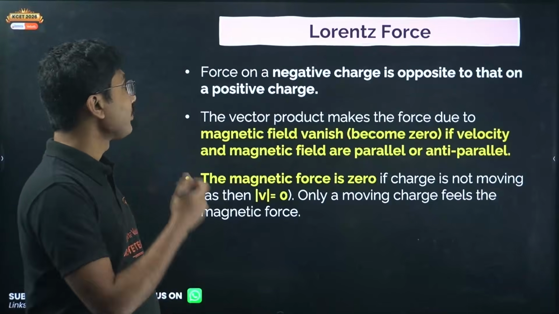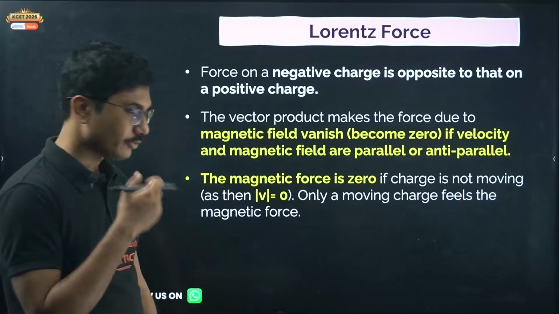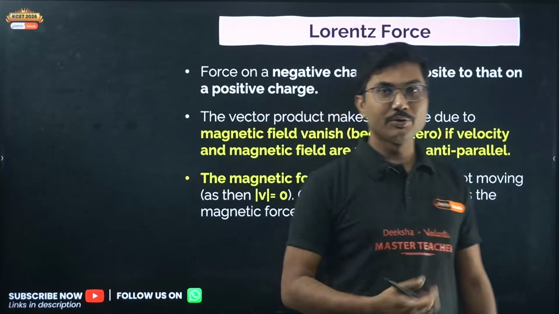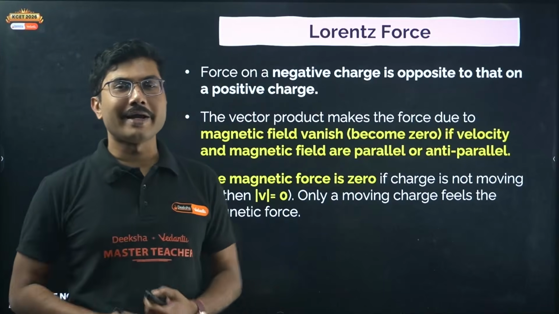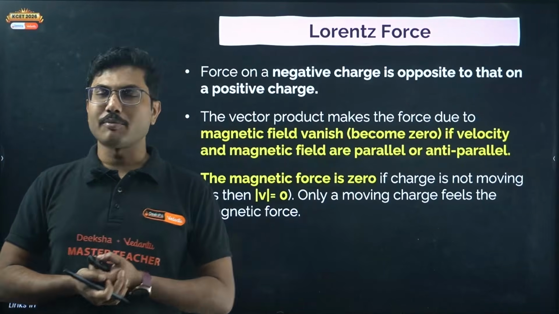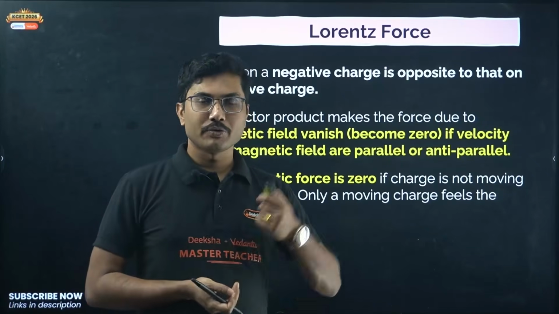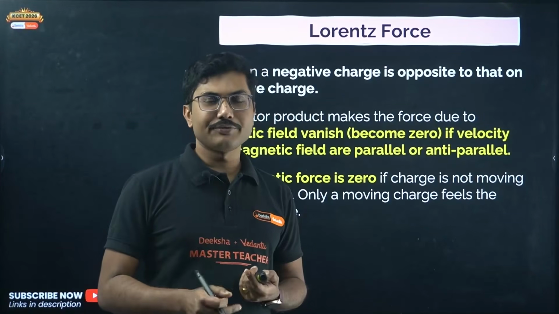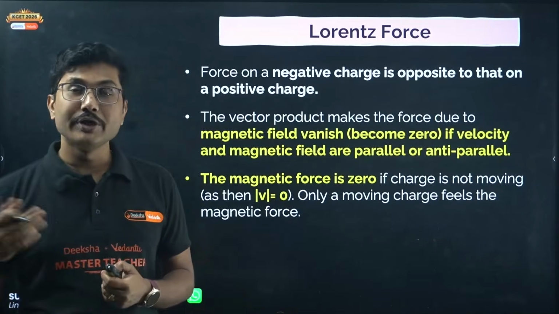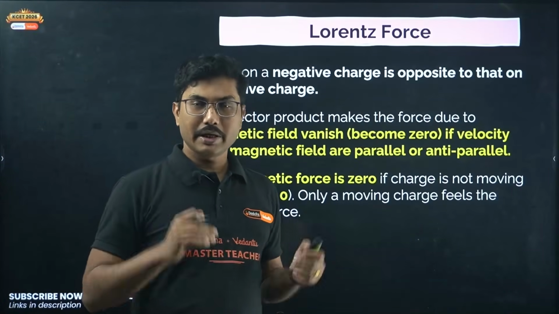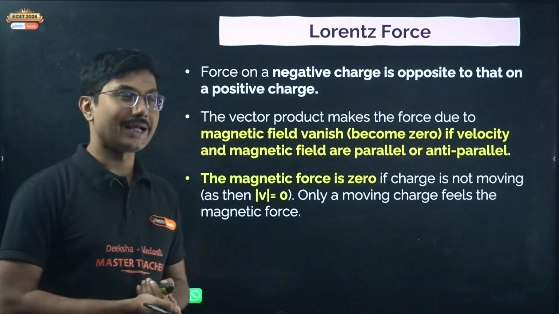Now let's move on. Force on a negative charge is opposite to that of the positive charge. The formula that we have used, where we have assumed Q is positive, has no sign involved. Now if you calculated everything for a positive charge, but in the question it is mentioned a negative charge, then what to do? You should remember that for a negative charge the force will be in the opposite direction: minus QVB, minus Q into E. So the direction of force on a negative charge is in the opposite direction.